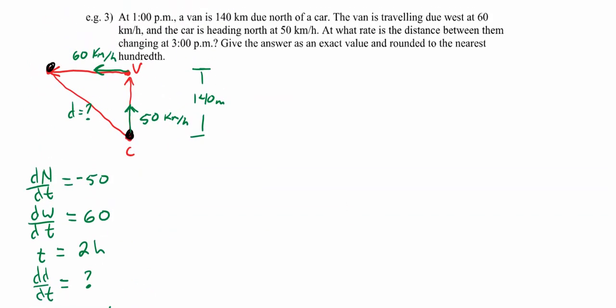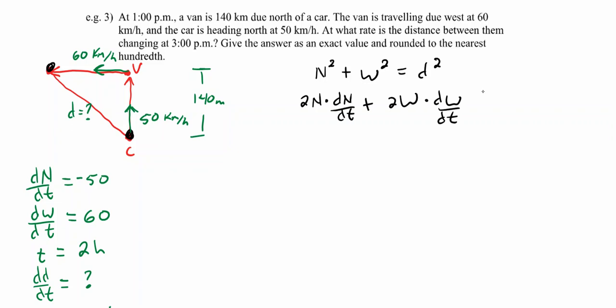So now let's write down the equation. I'm going to call it n squared, like north squared, plus w squared, west squared, is equal to d squared. So then we're going to want to take the derivative of this, right, to bring that rate part into it. So this will be 2n times dn dt plus 2w times dw dt is equal to, and this one gets really awkward, 2d dd dt. That's why we don't like using d.